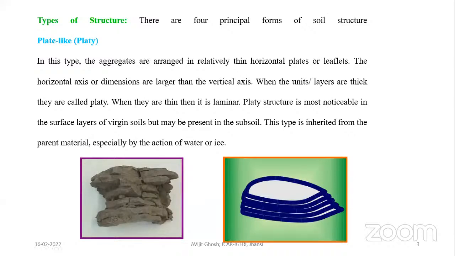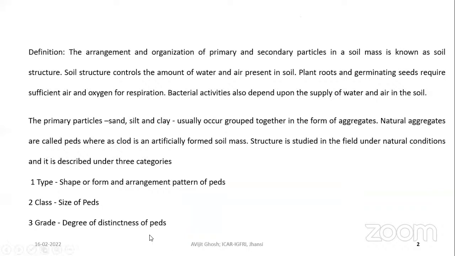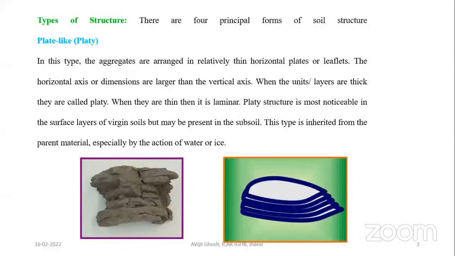Now, coming to the types of structure, as I mentioned earlier, type means shape and arrangement pattern of the soil peds. So come to the first type, that is plate-like structure. In these aggregates, they are arranged in relatively thin horizontal plates. You can see the horizontal line is more expanded than the vertical line. So this is a typical characteristic of platy structure. When the units and layers are thick, they are called platy. And if they are very thin, they are called laminar structure.